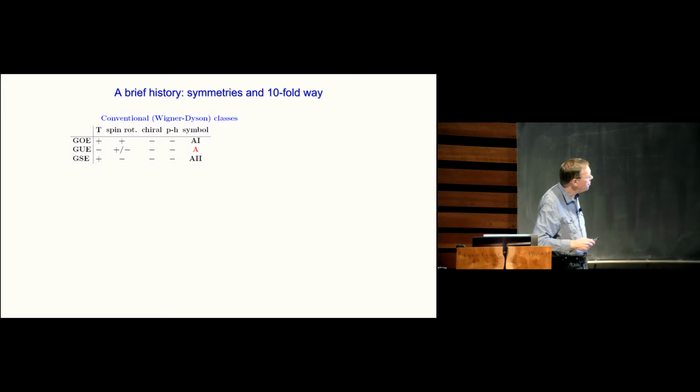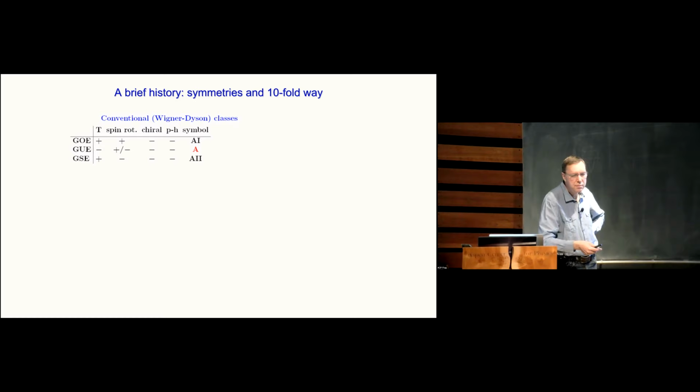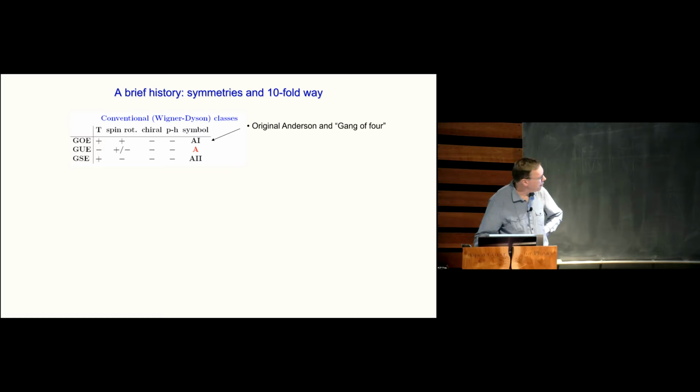Initially, people focused on just time reversal invariance and spin rotation invariance. If you use only these two symmetries, you discover there are three symmetry classes, which were known since old times, discovered by Wigner and Dyson in the days of random nuclei and random matrix theory. It is in these classes that the original Gang of Four paper was about. It was about the so-called orthogonal symmetry class. The integer quantum Hall effect is in the unitary ensemble symmetry class.